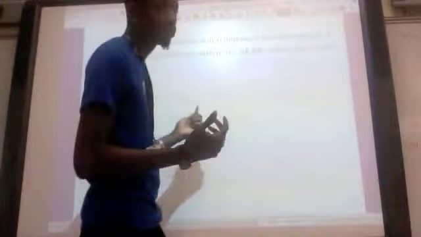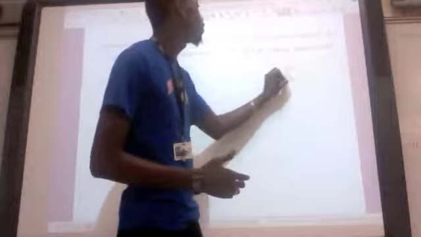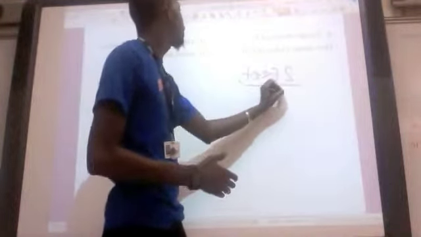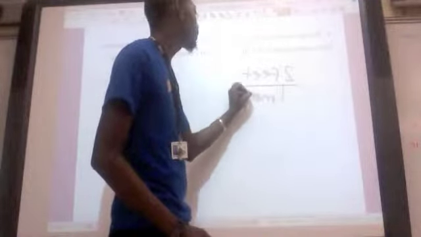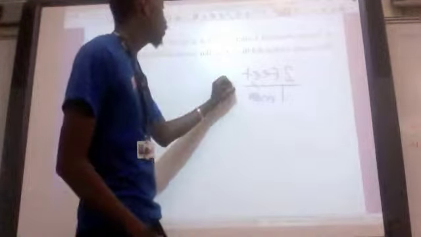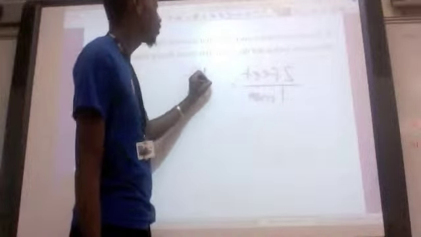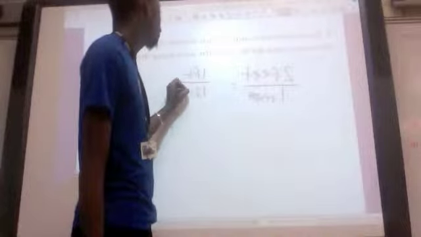So this is similar to the question that we worked on in our warm-up. We know that there are 2 feet, and that's how far he crawled in 1 minute. All right, and we know that in 1 foot there are 12 inches.